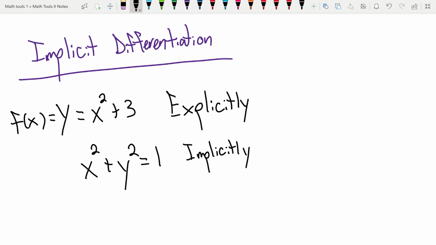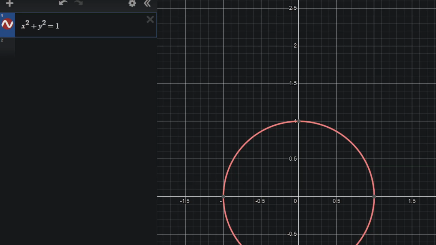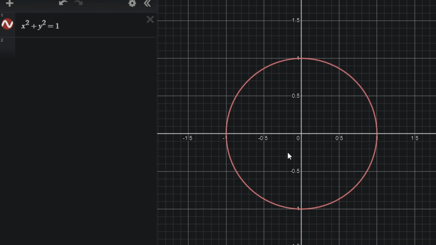And let me just show the graph of this right here on Desmos. So this is the unit circle. The circle is centered at 0, 0, with radius 1. So this doesn't pass the definition of a function because it wouldn't pass the vertical line test. If you draw a vertical line anywhere on this equation, it would pass through 2 points. So it's not even a function in this context, but we can still talk about its derivatives. We just have to do it a little bit differently.